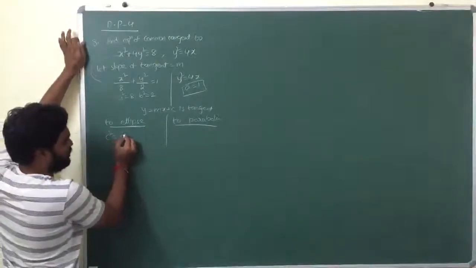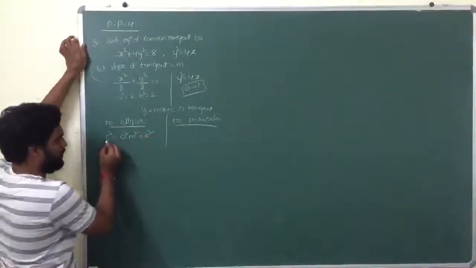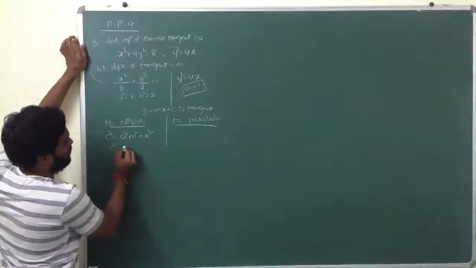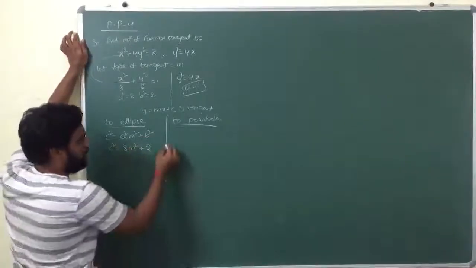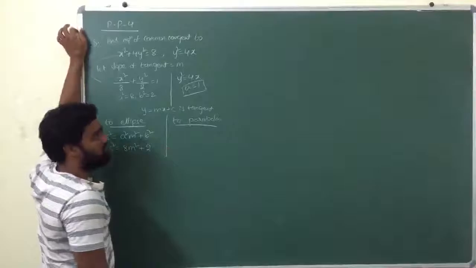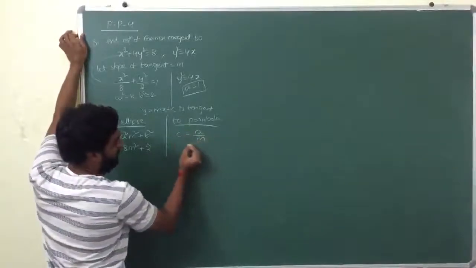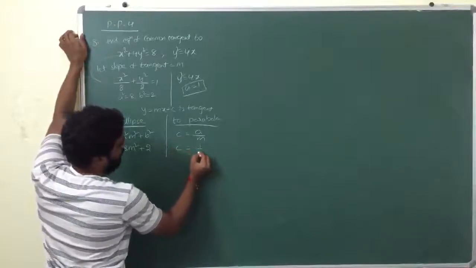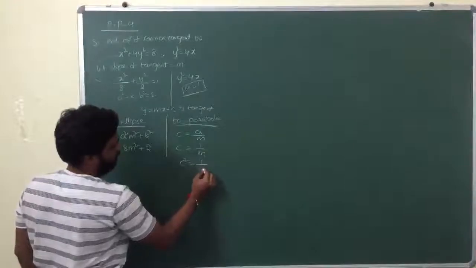c square is equal to a square m square plus b square. So c square is equal to a square 8m square plus b square 2. Now for the line y is equal to mx plus c to be tangent to the parabola, c should be equal to a by m, which means c is equal to 1 by m. So c square is equal to 1 by m square.